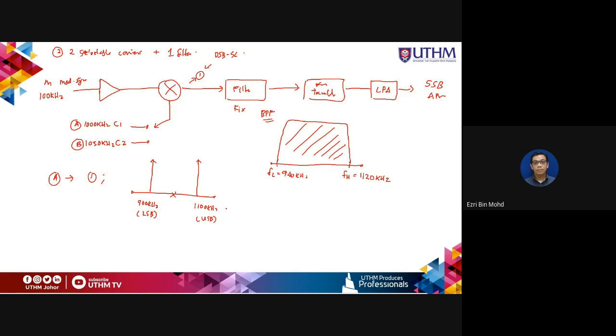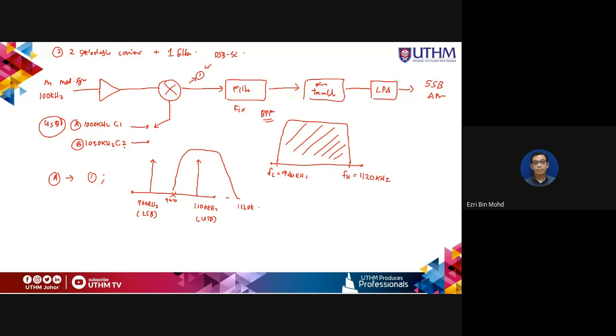Sekejap, saya pun confuse ni. 940, 1000. Okay, 940, 1120. Which one? Sekarang ni akan produce upper sideband lah. Right. Dekat sini lah. Betul. So 940 until 1120 kilohertz. So we are producing an upper sideband for carrier A.